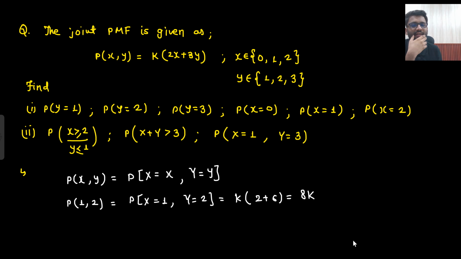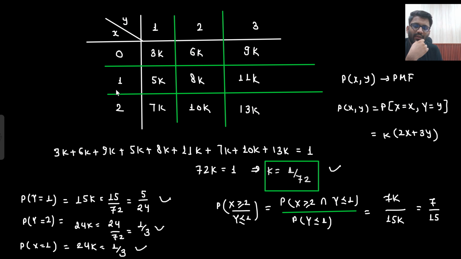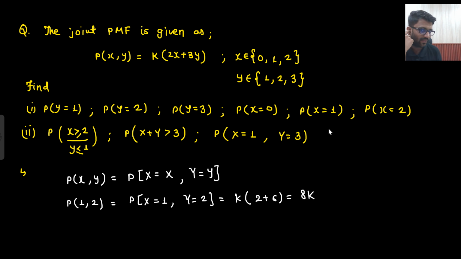X plus y should be greater than 3. What do you think? What will be the answer of this one? X equals 1 and y equals 3. 11k will be the answer, right? X equals 1 and y equals 3. So what will be the answer? If you go here and come here, this will be the answer 11k, right? So answer will be 11k here. 11, what is the value of k? 70 by 2, 72. Value of k is 72.